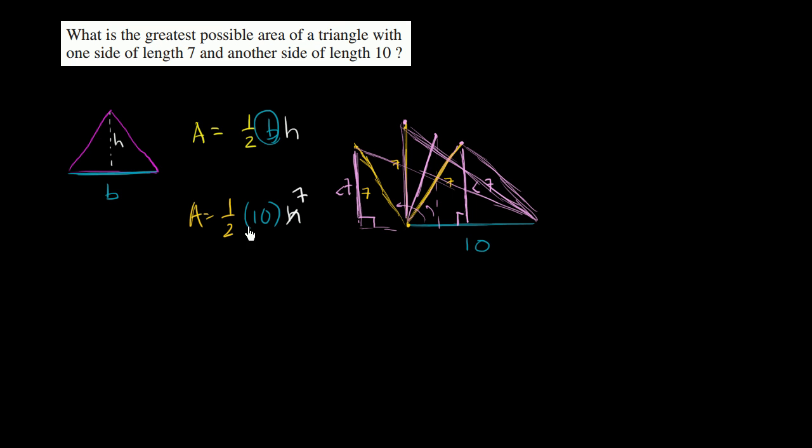And so that's going to be 1/2 times 10 times 7. 1/2 times 70 is 35. So the maximum area you could have when one side has length 7 and another side has length 10 is 35 square units.